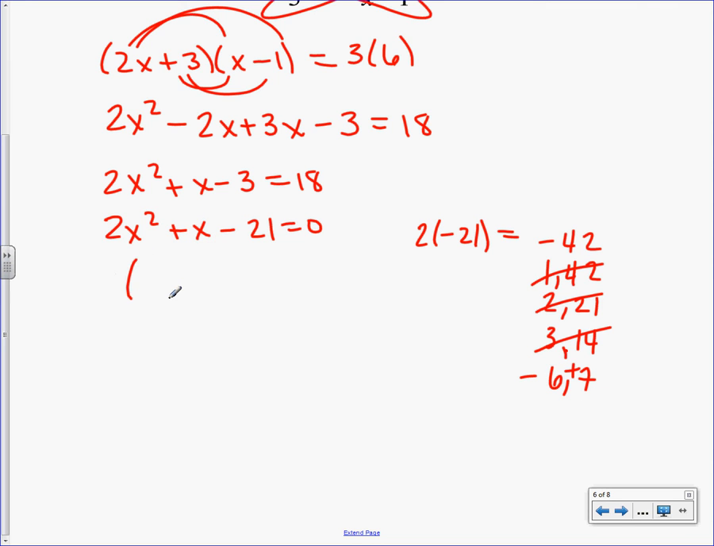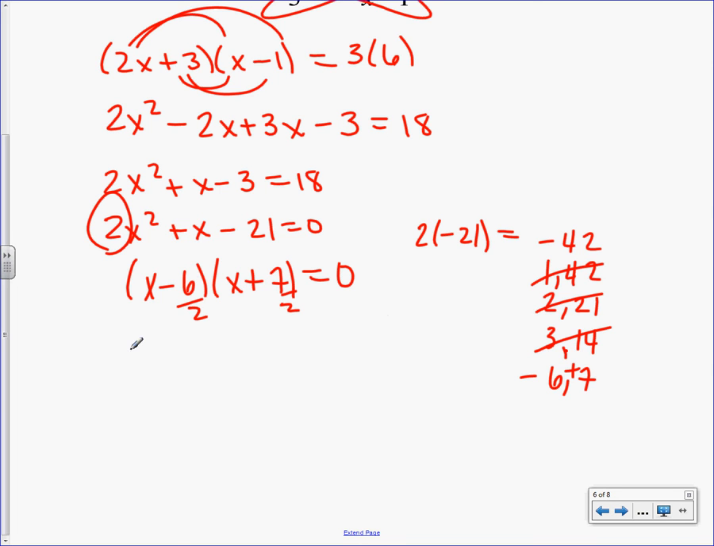So for right now, for bottoms up method, I'm going to say x minus 6, and I'm going to say x plus 7. Even though I know that's not really true, because those don't multiply to a 2x squared, do they? So what I have to do is bottoms up. I have to divide by that 2 from the front. So if it reduces, reduce it. If it doesn't, bottoms up.